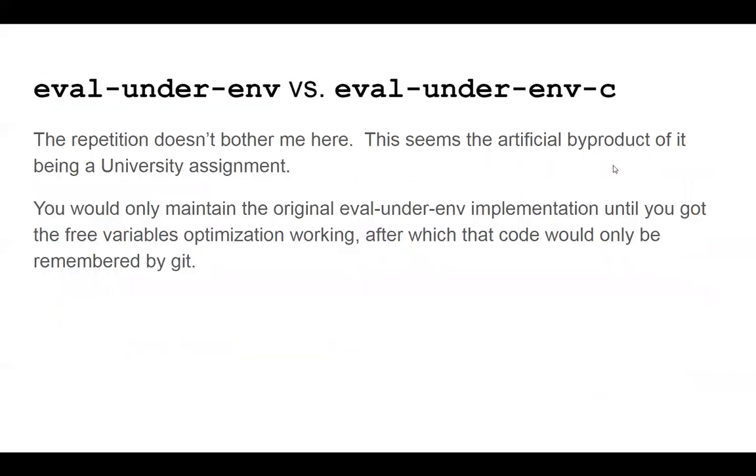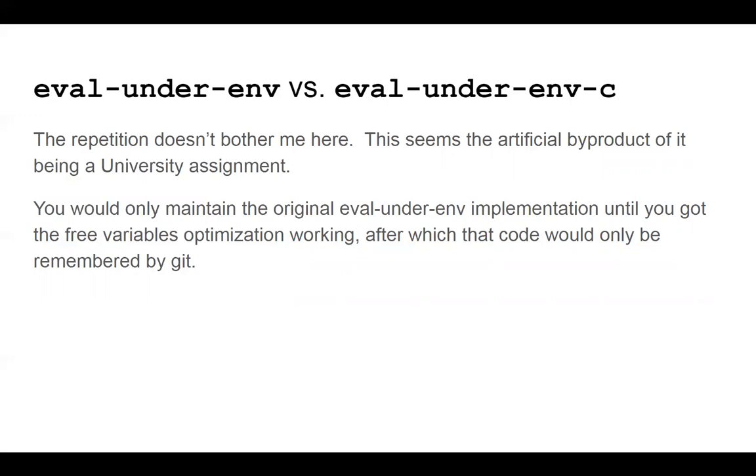And so there's two parts to this. One is after building eval under n, you're going to have to build eval under m for the challenge problem. And this has got a ton of repetition when you build this. And this repetition doesn't bother me so much. It seems like an artificial byproduct of this being a university course assignment.